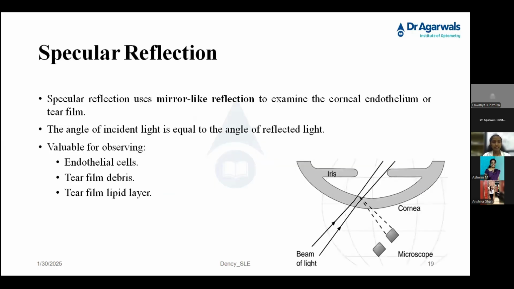Specular reflection. Specular reflection uses a mirror-like reflection to examine the corneal endothelium or tear film. The angle of incident light is equal to the angle of reflected light. We can observe endothelium tissue, tear film debris, and the tear film lipid layer.